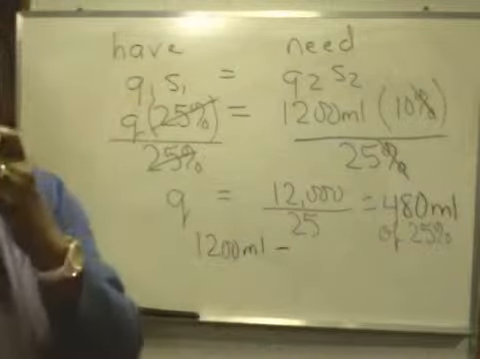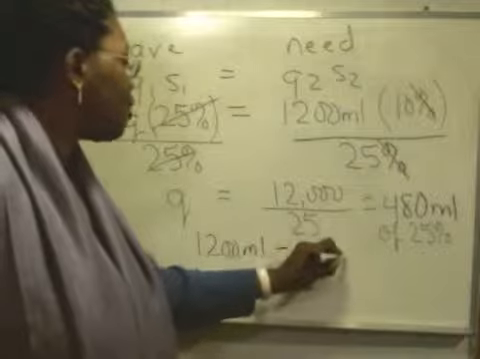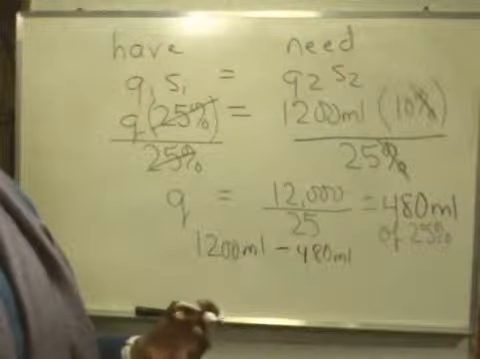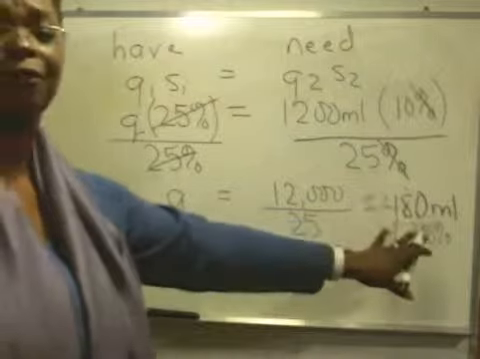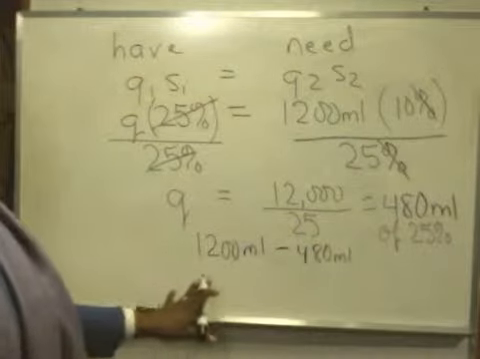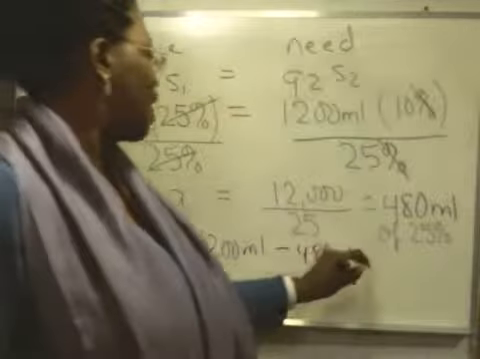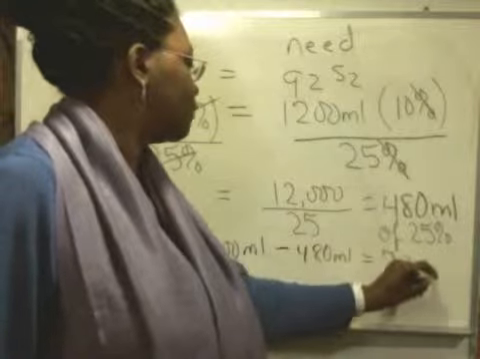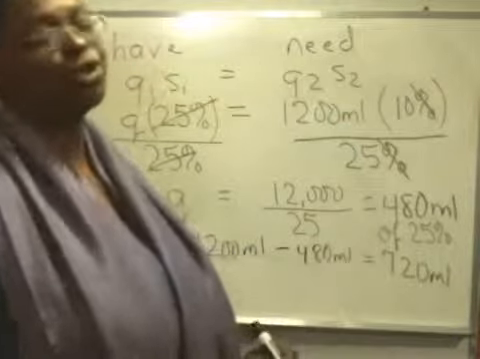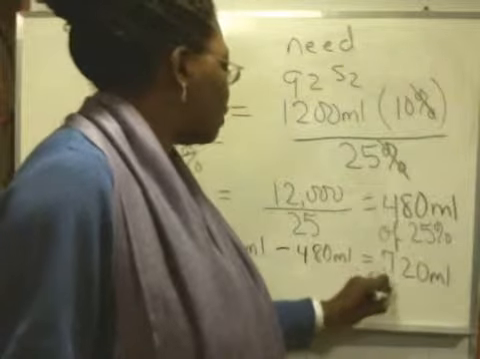minus, because I know that 480 milliliters is already accounted for. My 480 milliliters, we've already said, is 25%. So that's already accounted for. So I take 1,200 milliliters, subtract 480 milliliters, and what I get is 720 milliliters. This 720 milliliters is of my sterile water.